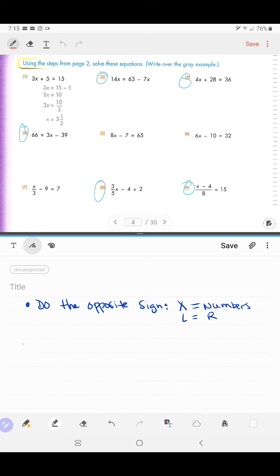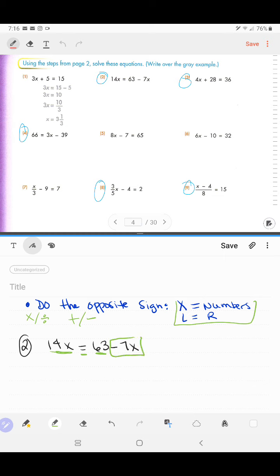So if we look at number 2, 14x equals 63 minus 7x. So your opposites are multiplication and division, and adding and subtracting are opposites. So first I'm going to put them in this format. x's equals numbers. So x's equals numbers. So those are good.